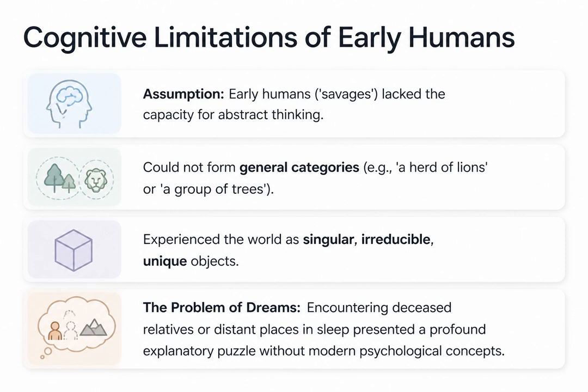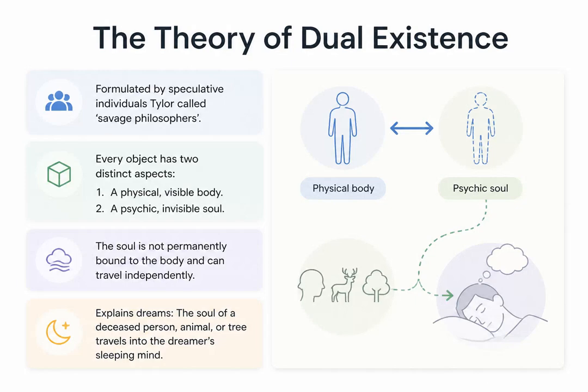In this cognitive framework, dreams presented a massive puzzle. When an early human saw a dead relative or a distant tree in their sleep, they had no scientific or psychological tools to explain it. What was actually happening when these vivid images appeared in their minds? Tylor hypothesized that intellectually gifted individuals in these early societies, whom he called savage philosophers, developed an explanation. They proposed the theory of dual existence.